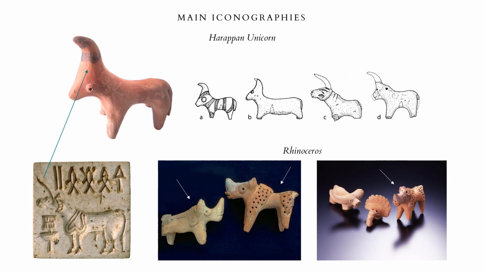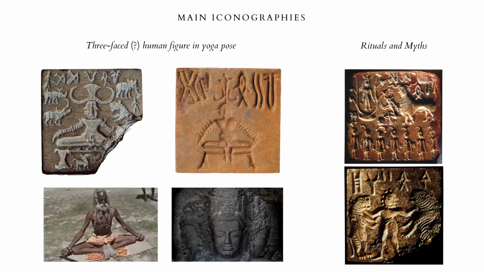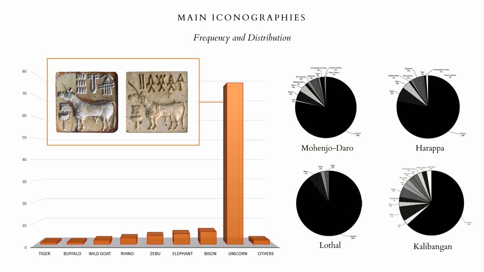Exceptional Indus seals were also engraved with simple narrative scenes, probably related to religious and mythological beliefs. In this context, it is critical to notice that, in terms of frequency, the unicorn characterizes the absolute majority of seals in all Indus sites, with a mean frequency of nearly 80%.